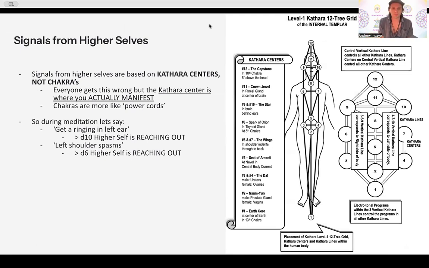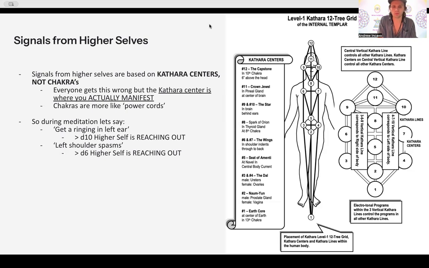Signals from higher selves. So signals from higher selves are based on your kathara centers, not chakras. Everyone kind of gets this wrong, but the kathara center is actually where you manifest. I'm going to get into this a little bit more, but your chakras are more like power cords, and your kathara centers are more like the processing chips. Let me move ahead in my notes here. We're looking at this one. Yeah, so essentially the kathara centers are where your reality actually manifests.